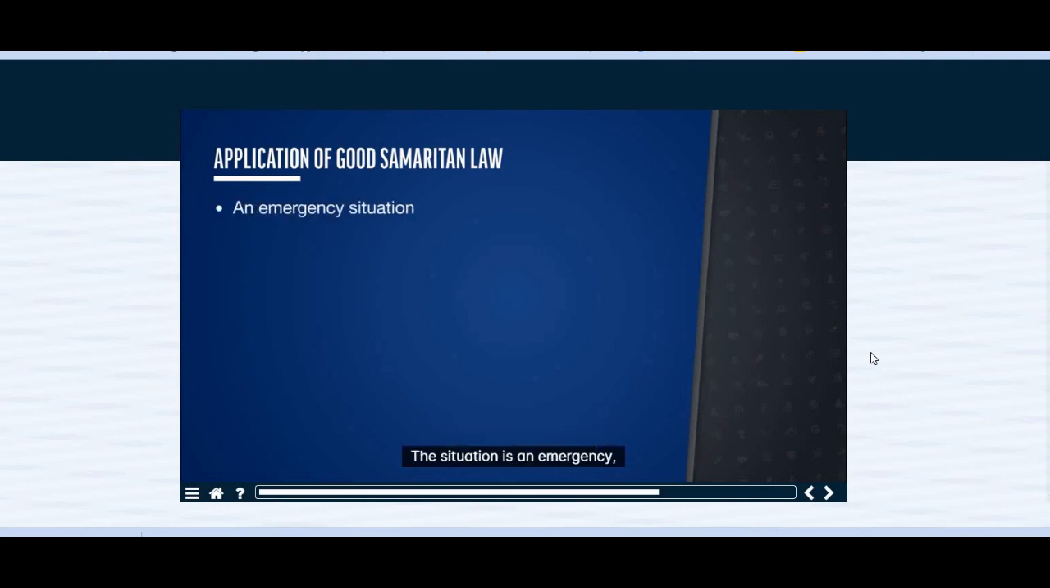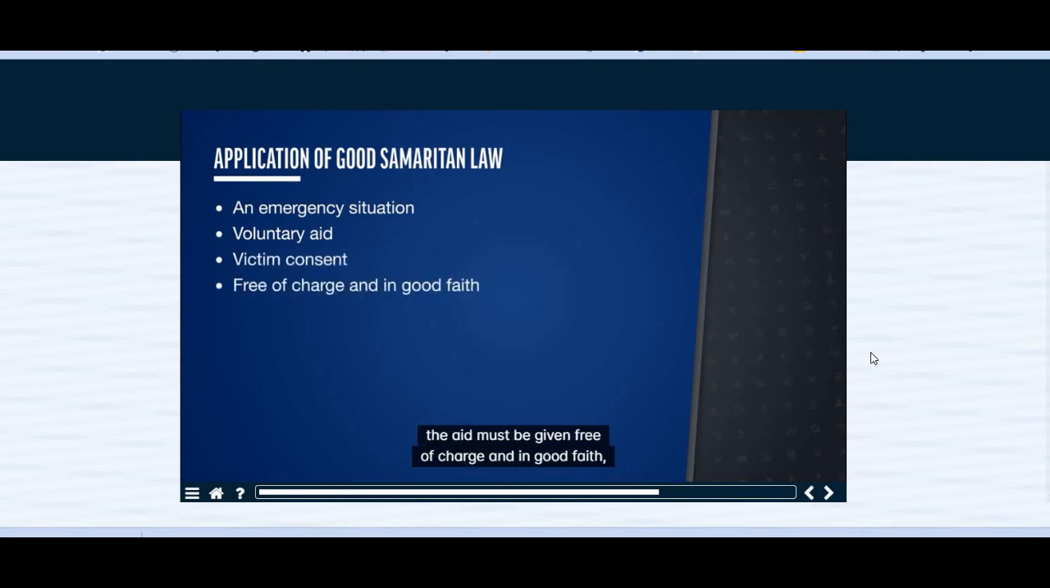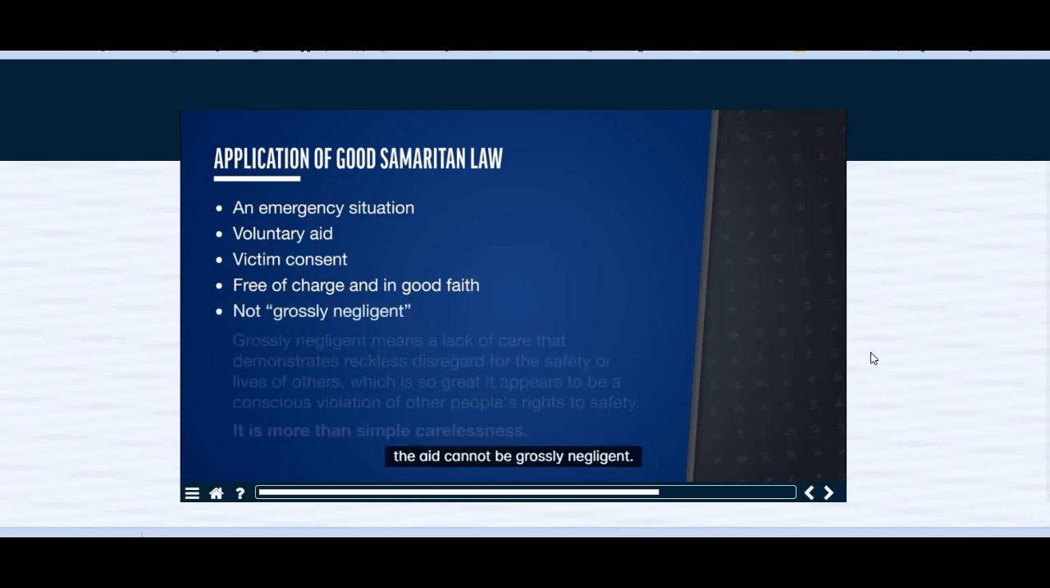The situation is an emergency. Any aid is voluntarily given. The victim must give consent whenever possible. The aid must be given free of charge and in good faith. The aid cannot be grossly negligent.